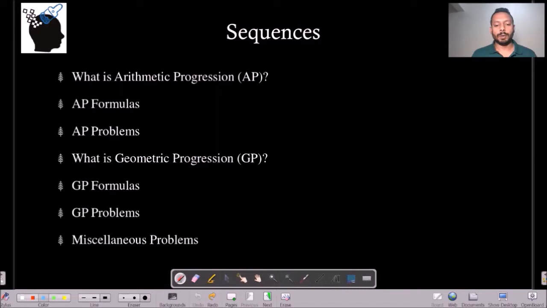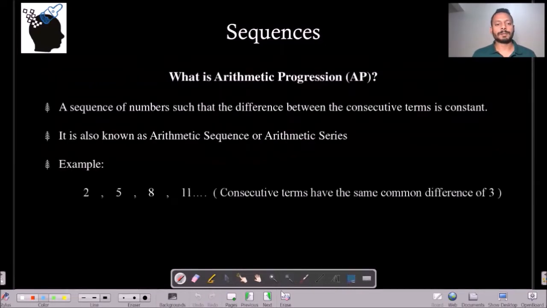So let's start with what is arithmetic progression. Arithmetic progression is a sequence of numbers such that the difference between the consecutive terms is constant. Arithmetic progression is also known as arithmetic sequence or arithmetic series. Let's take an example to understand this. So let's say the series is 2, 5, 8 and 11 and so on. Now we see that the consecutive terms have the same common difference of 3.